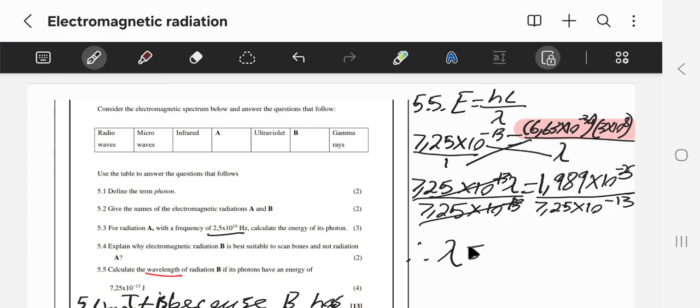And when I put this on the calculator, guys, the answer I'm getting is 2.74 times 10 to the power of negative 13. What's my unit for wavelength? It is meters. Okay, and this is how we are going to mark. So guys, we will mark the correct formula, mark the substitution of energy, mark the substitution of both the Planck's and speed of light constant, and mark the final answer.